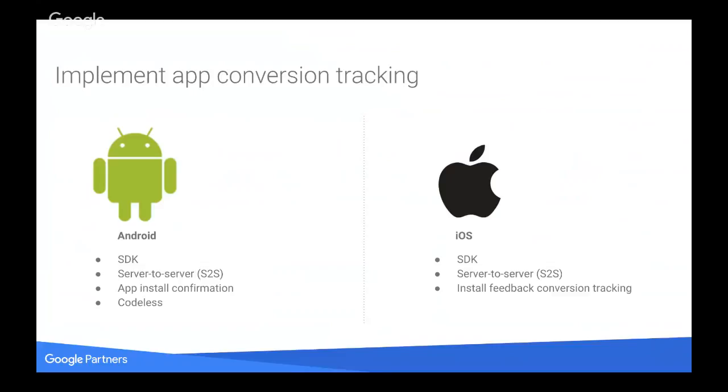While on an iOS device, similar options are available in terms of the SDK and server-to-server, there is a third option, which is installing a feedback conversion tracking, which is a feedback mechanism that allows customers and third-party tracking companies to get confirmation from Google every time an iOS app install event can be attributed to an AdWords click or an AdWords view.